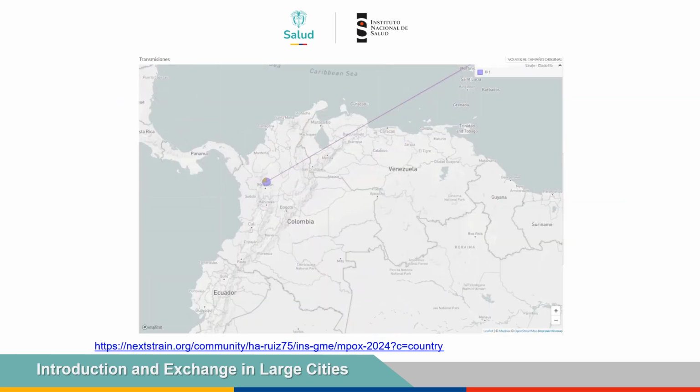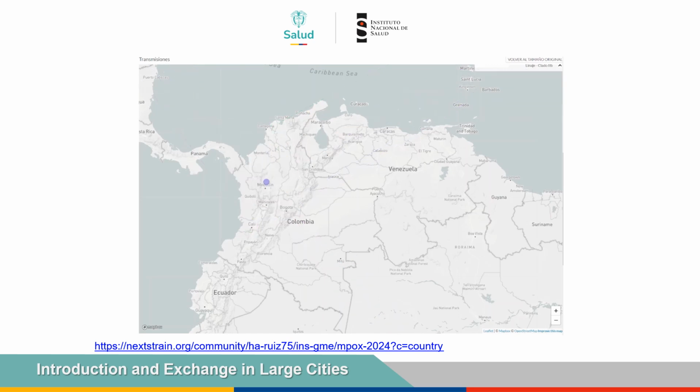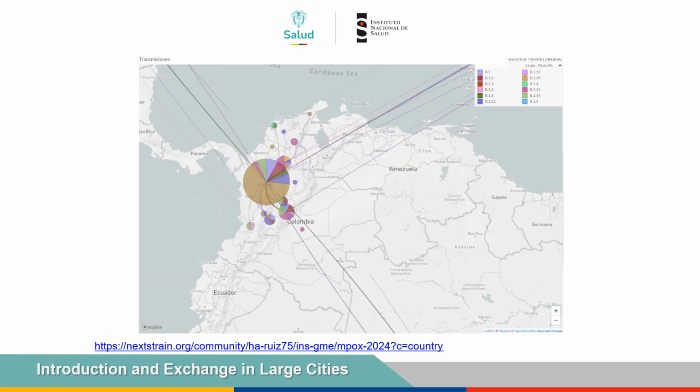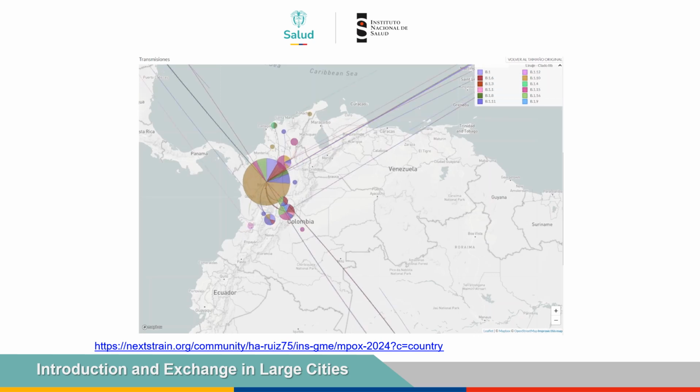Transmission within the country occurred mainly between larger cities. The virus was introduced from Europe. The first city in which it was detected was Medellin. And following this, the virus was detected in Bogota and in different cities in Colombia. The most affected cities were Bogota, Medellin, and Cali. And we detected multiple introductions as different virus lineages were introduced in Medellin, Bogota, and Cartagena.